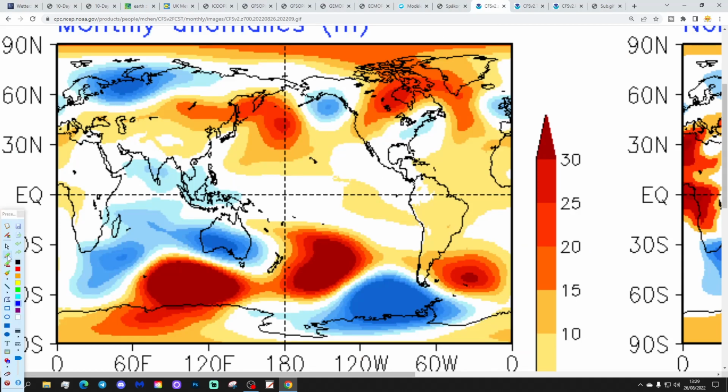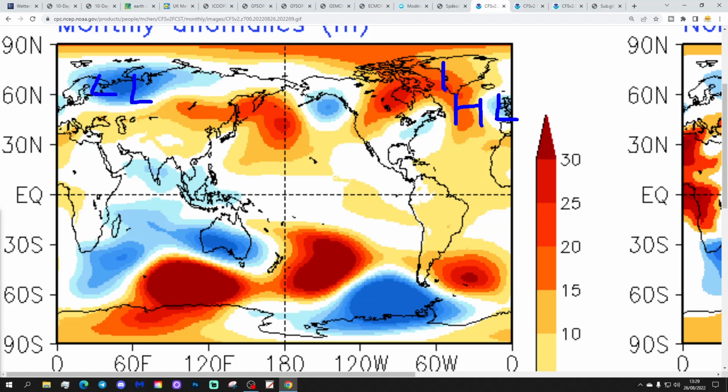Finally, CFSv2 for September. The latest 700 millibar height anomaly looks quite unsettled now, with below average heights over the top of the country. Most of northern Europe is being dominated by low pressure as well, which is a big change on what we've had through much of this summer. So quite an unsettled September being indicated there.